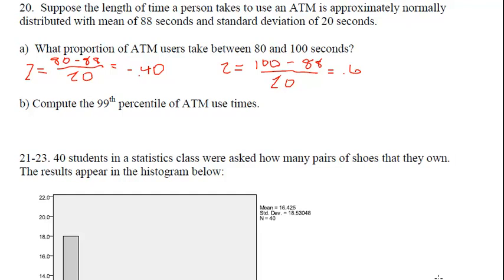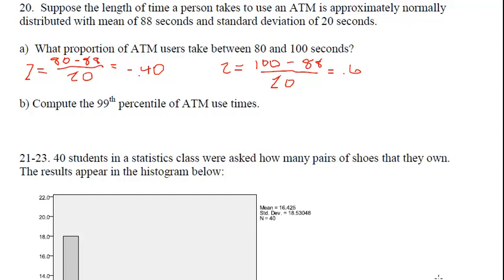So the first problem is the normal distribution problem. Suppose the length of time a person takes to use an ATM is normally distributed, with a mean of 88 seconds and a standard deviation of 20. The first question: what proportion of ATM users take between 80 and 100 seconds?